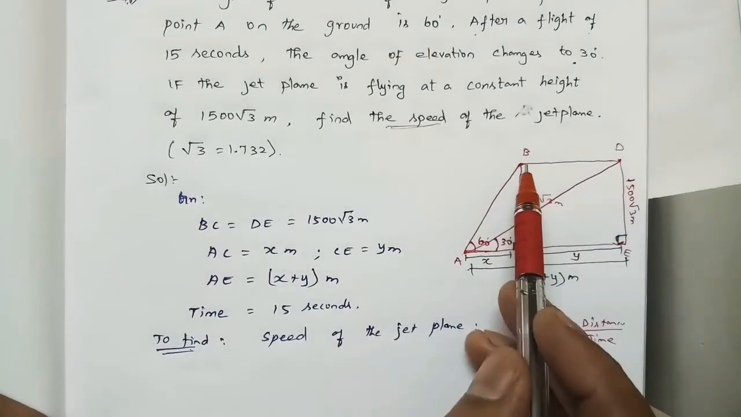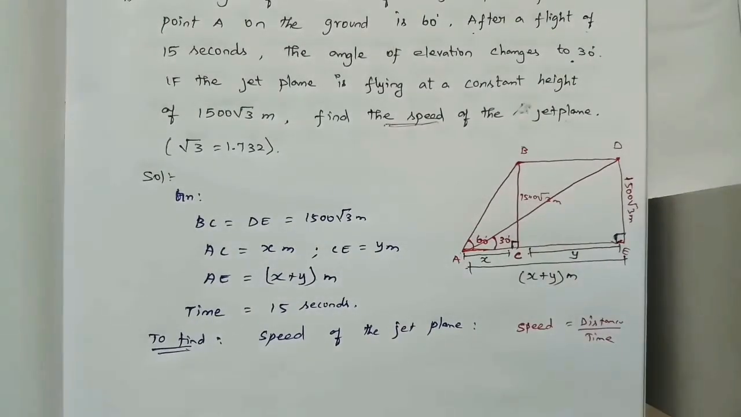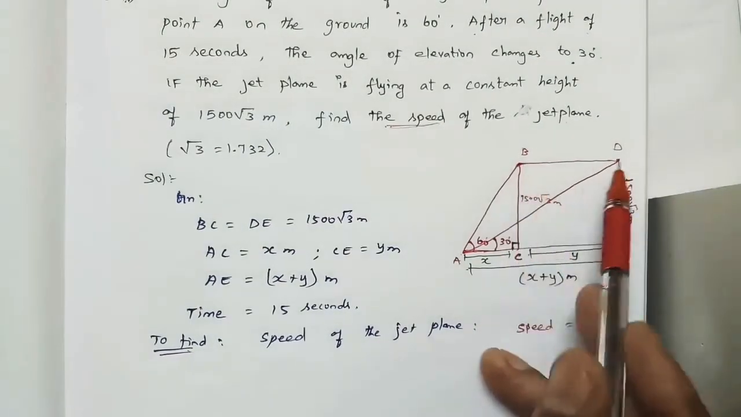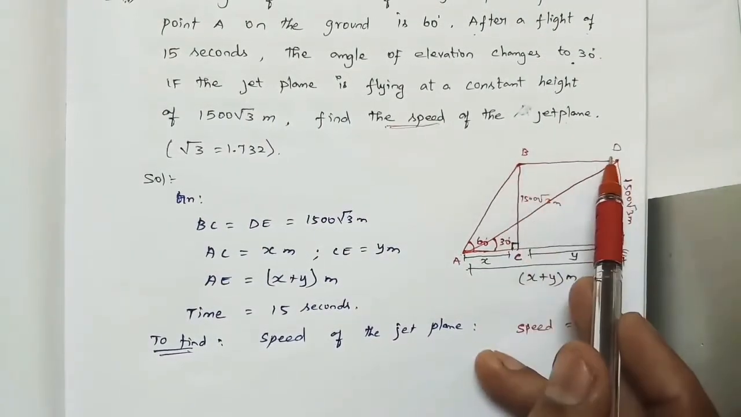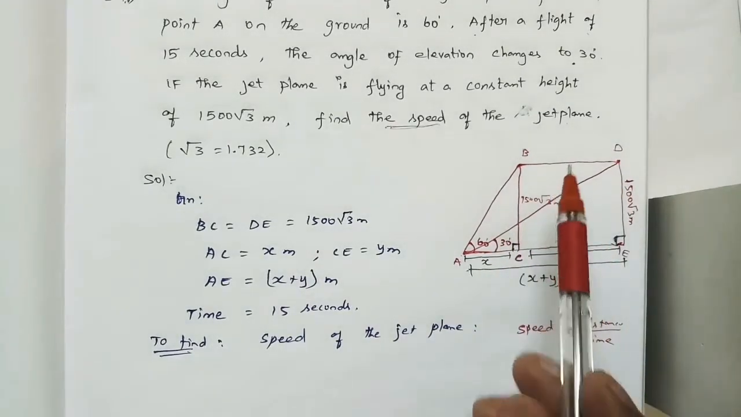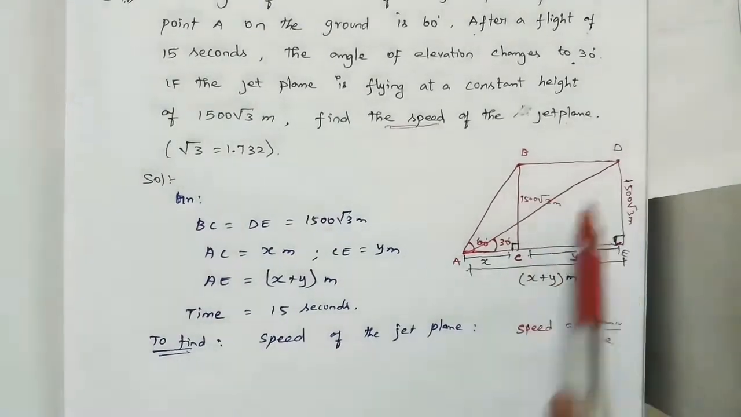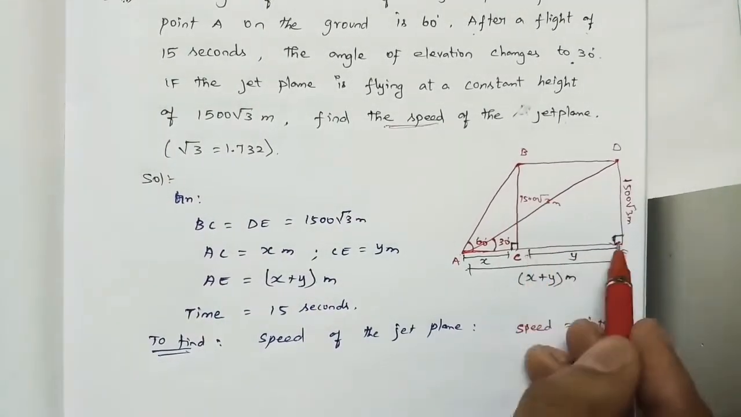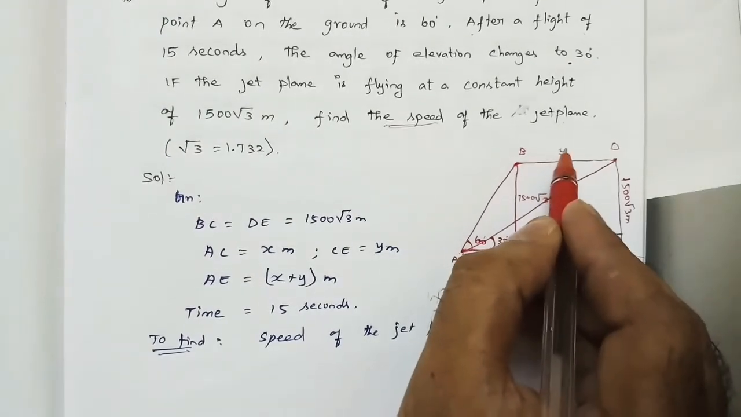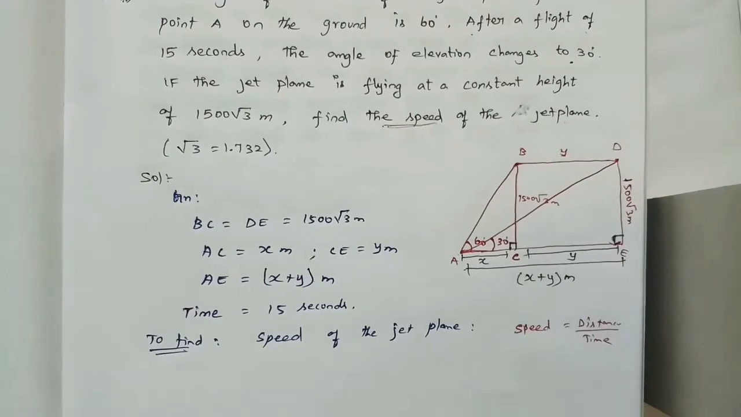For 15 seconds from point B to D, it has traveled. So we know the time, but we need the distance. BD distance we need. How are we going to find it? Very simple. With the help of trigonometry ratio, I am going to find BD. BD is equal to CE, that is y meter. If you know the value of y, then y by the time is equal to speed.